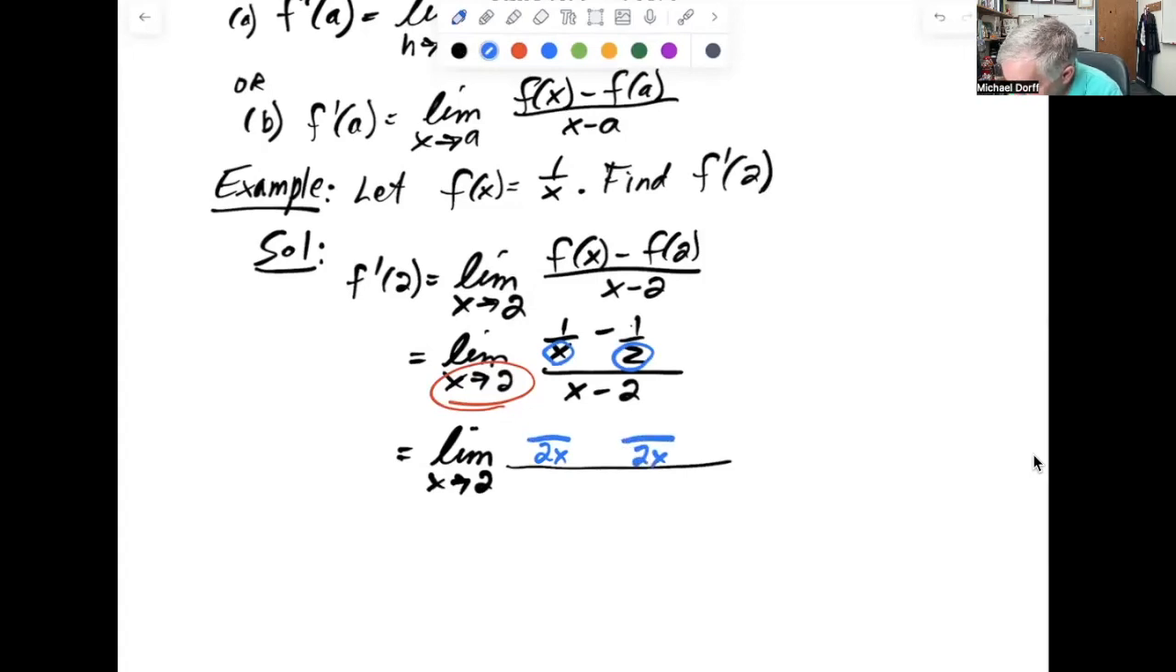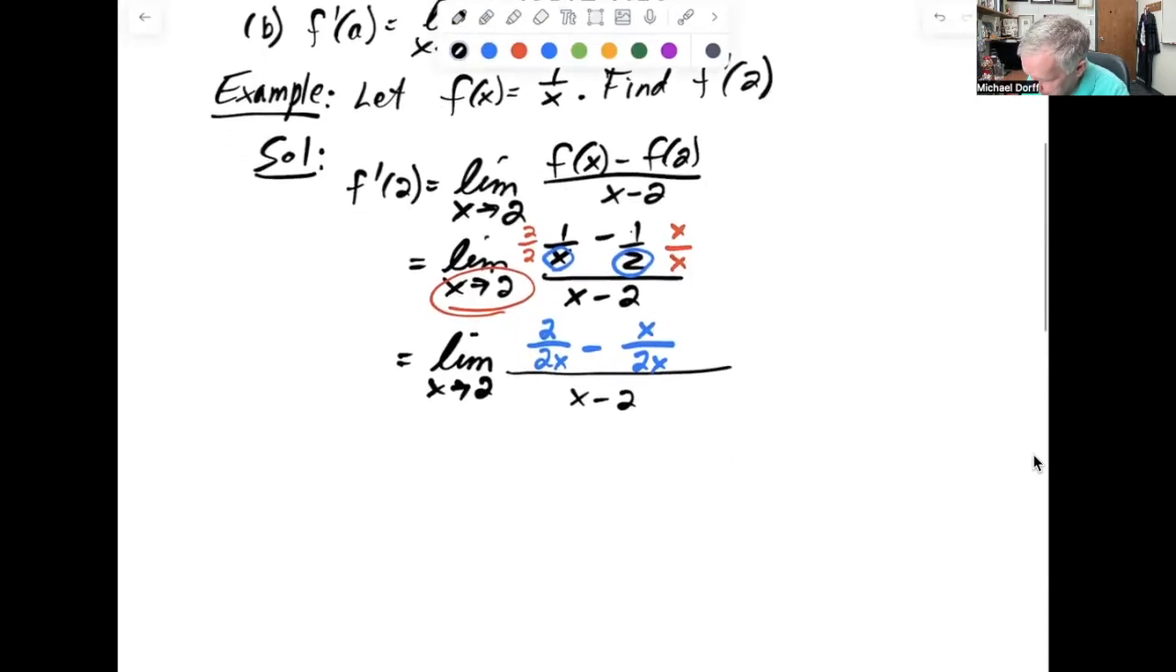And I ask myself, what do I need to multiply 1 over x by to get a 2x in the denominator? I'm going to multiply it by 2 over 2. So I should have a 2 over 2x in the first one. And then what do I need to multiply my second fraction on the top, that 1 over 2, by to get a 2x in the denominator? That's going to be x over x. And so in the second fraction, I'm going to have an x over 2x. And I'm going to rewrite my x minus 2 in the whole denominator there.